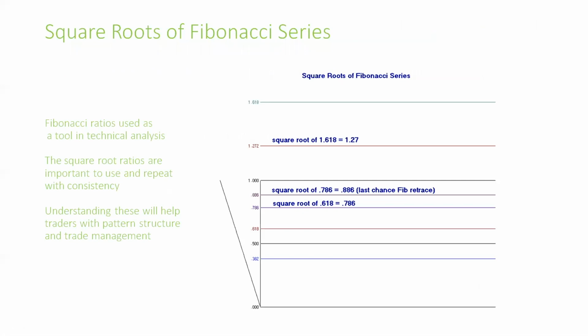But here, we can use Fibonacci ratios as a very strong tool in technical analysis. This is just an illustration. These are the Fibonacci ratios that I use, and some of these square roots are very important. This last chance Fib retracement is the square root of 0.786. This is the last chance for a market to make that retracement and turn down or up.